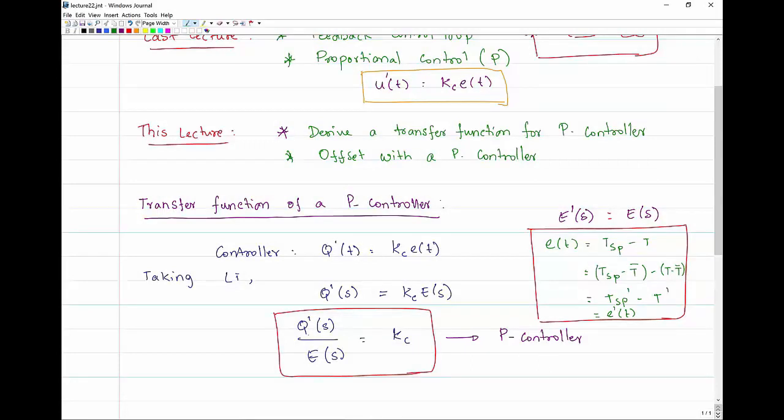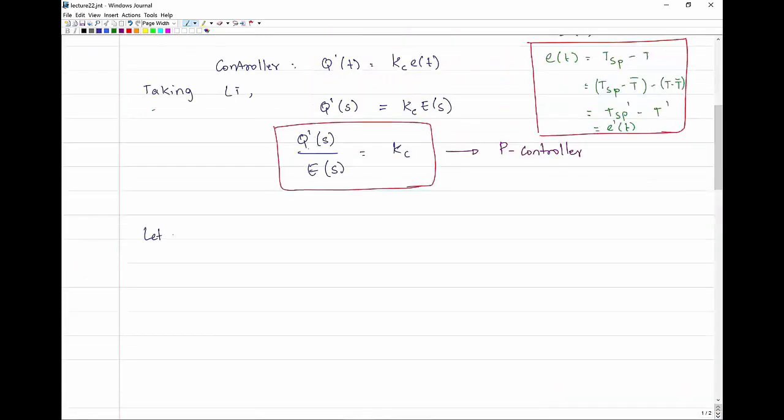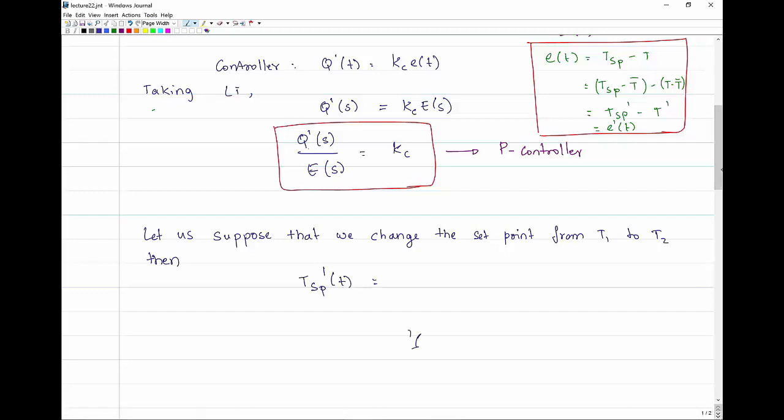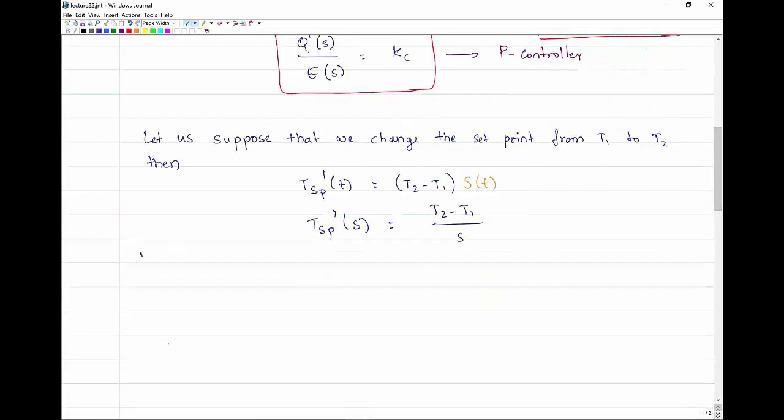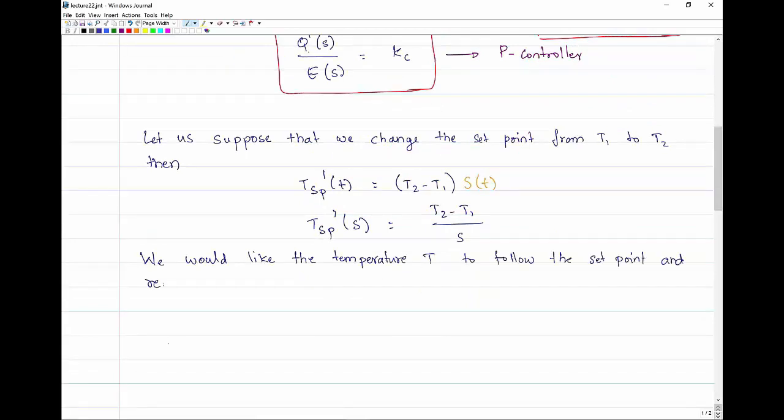It is simply the constant Kc. To understand what happens to the control error, the input into the process, when there is a step change in the set point, let us assume that the set point changes from an initial value of T1 to a final value of T2. The corresponding Laplace transform of the change in set point is (T2 minus T1) over s. And ideally, if we have a good controller, we would like the temperature to follow the set point and reach the new set point as t goes to infinity.